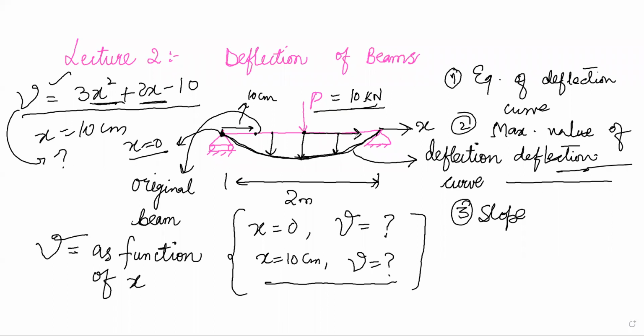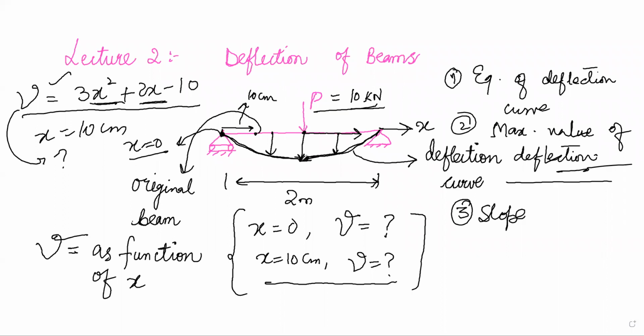Fine. Now, once you are applying the load, what will happen? The axis of the beam is now shifted. There is a shift in the axis of the beam, and we now have a deflection curve.